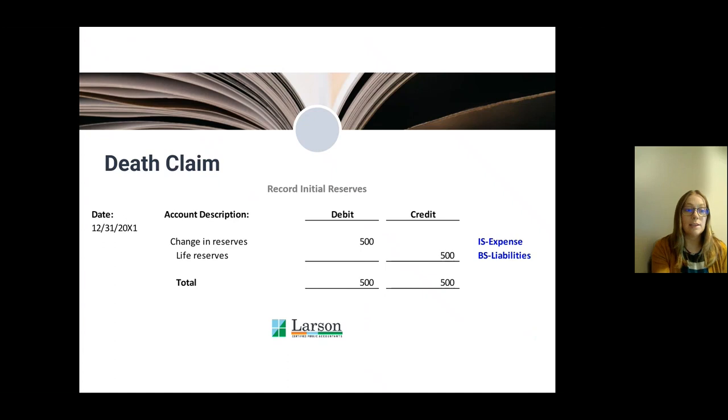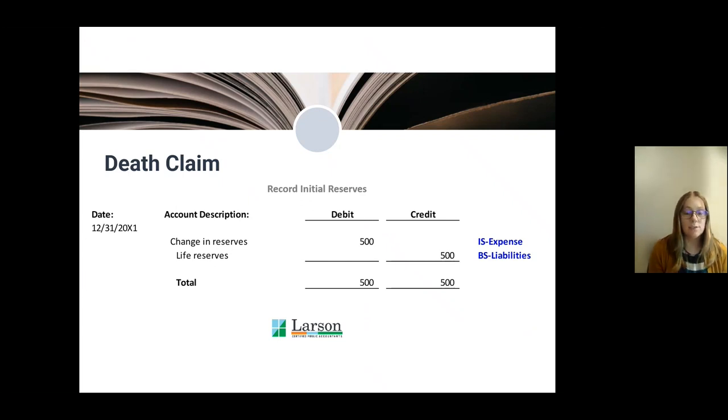First, we're going to record the initial reserves at the reporting date of the first year. So again, we're matching the reserves to the net premiums. So usually reserve adjustments are only made at report date or valuation date. So you can see this is 12/31/20X1. They're not recorded at anniversary dates. Usually at report dates are when actuaries review the policies and determine the reserves.